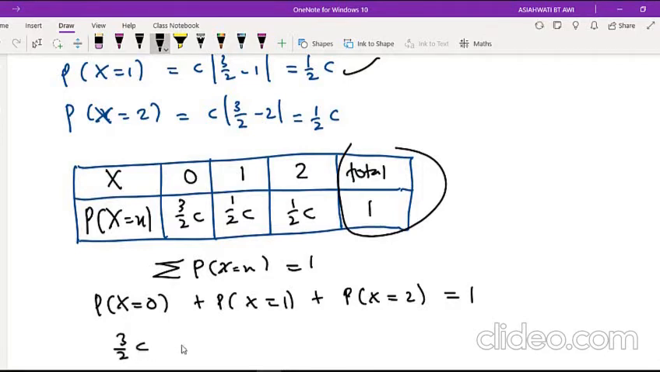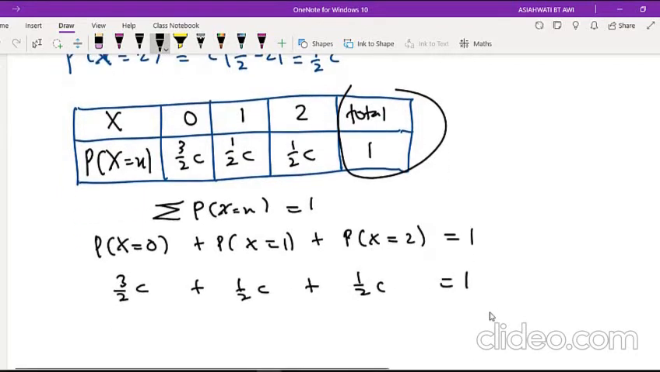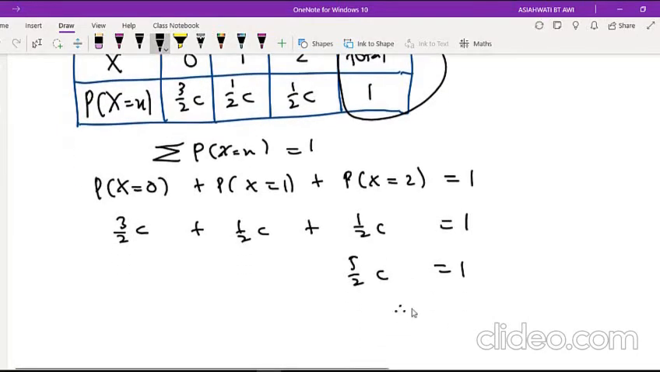3 over 2c plus 1 over 2c plus 1 over 2c is equal to 1. Okay, the total on the left hand side is 5 over 2c, which is equal to 1. Therefore, c is equal to 2 over 5.